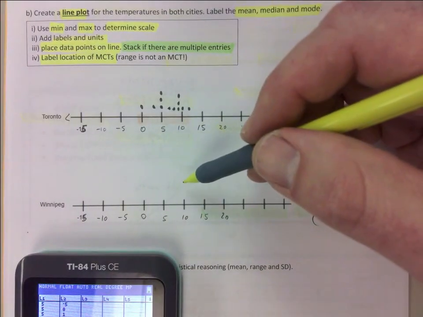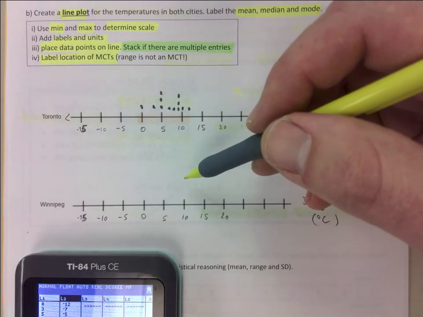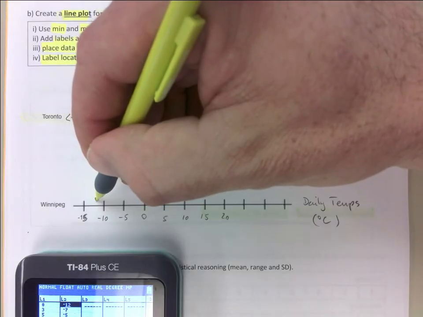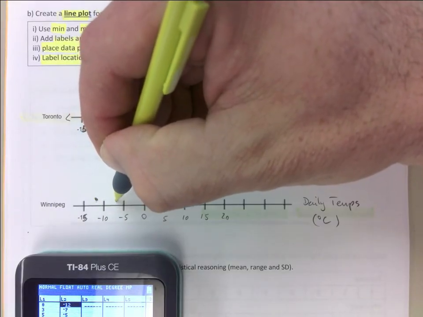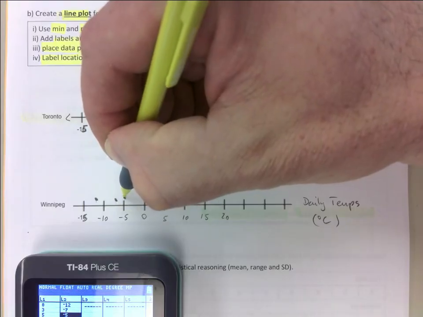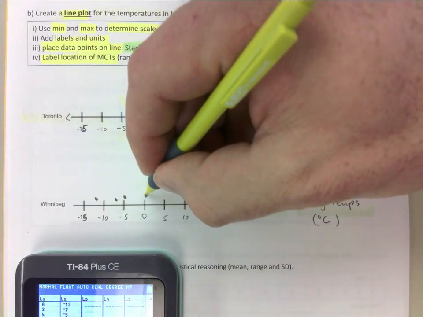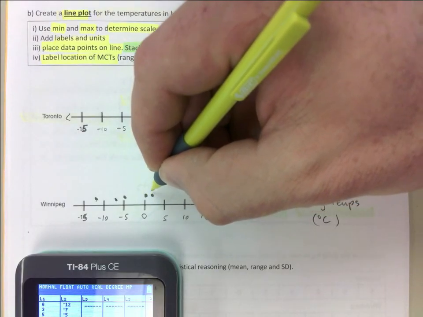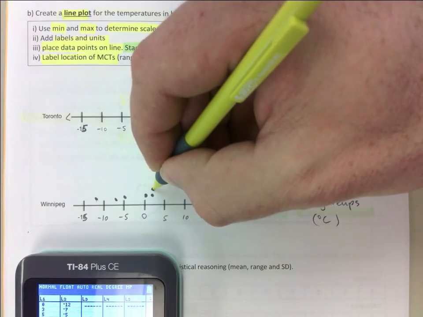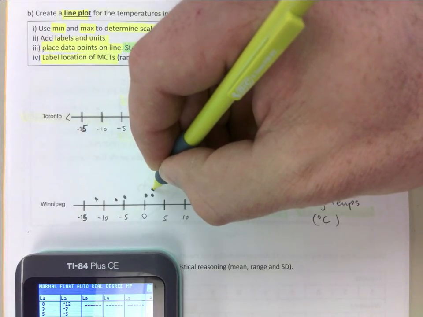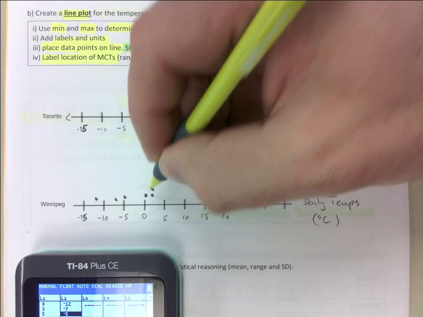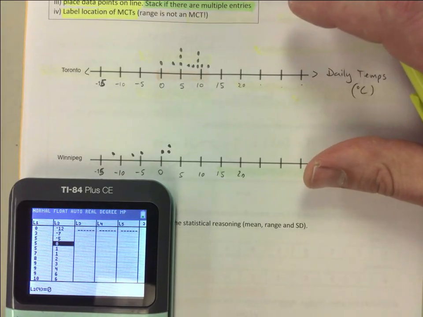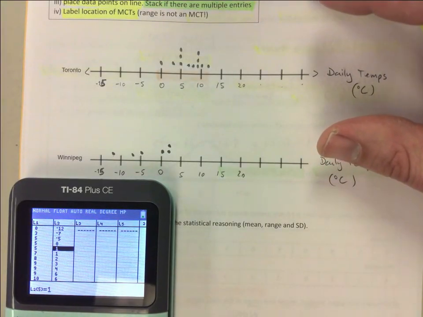Let's do Winnipeg next. I'm going to start at my lowest. Negative 12 is right about there. Negative 7 is right about there. Negative 5 is there. 0 is there. There's 2 1s. You missed negative 1. Is there a negative 1? Oh, wait, maybe. Oh, wait, no, I put it. Never mind. Okay. I didn't put it in mine.